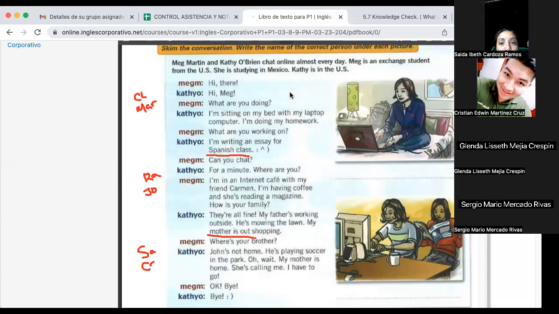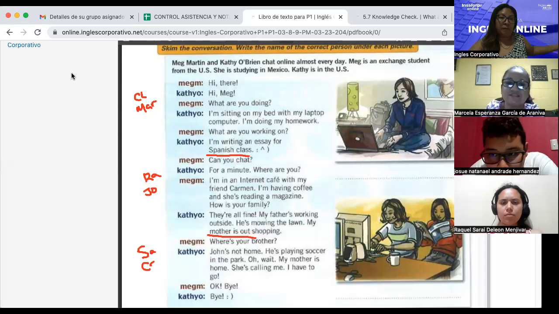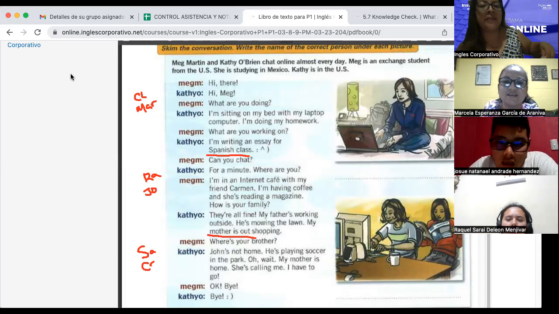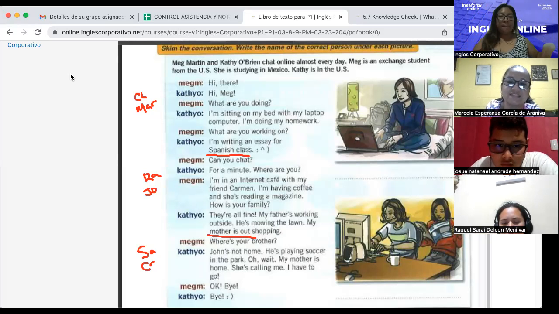Okay. Hi there. Hi, Meg. What are you doing? I am sitting on my bed with my laptop computer, doing my homework. What are you working on? I am writing an essay for Spanish class.